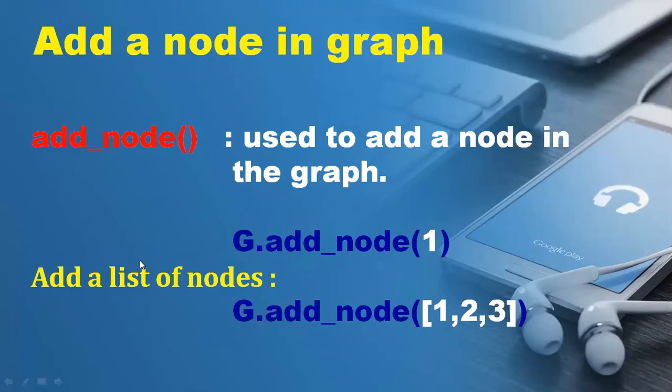And similarly, we can add more number of nodes in the graph by passing a list. So there is a list which is containing three elements, 1, 2, 3. And similarly, we can have any number of elements in the list and we can plot a graph for that. Plot not the graph, but basically the nodes.